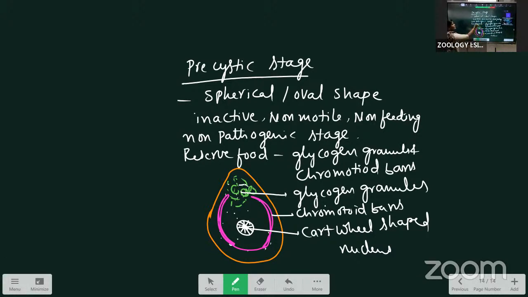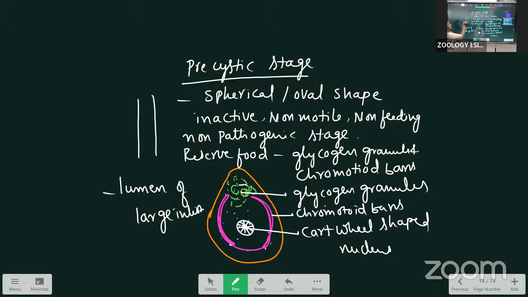The pre-cystic stage is present in the lumen of the large intestine. What does lumen mean? Here, this one is the large intestine. Before that, the trophozoite stage is present inside the wall. The lumen means the gap, the center gap. This space we call the lumen. Inside the lumen, the pre-cystic stage is present. Next, the cystic stage is also present in the lumen of the large intestine. The first stage, the trophozoite stage, is present only in the large intestinal wall, mucosa and submucosa.